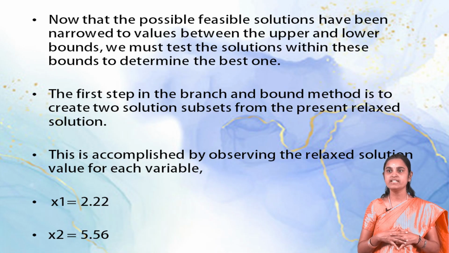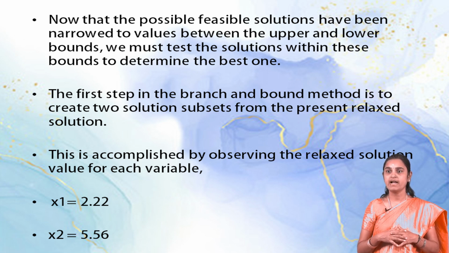Now that the possible feasible solutions have been narrowed to values between the upper and lower bounds, we must test the solutions within these bounds to determine the best one. The first step in the branch and bound method is to create two solution subsets from the present relaxed solution.